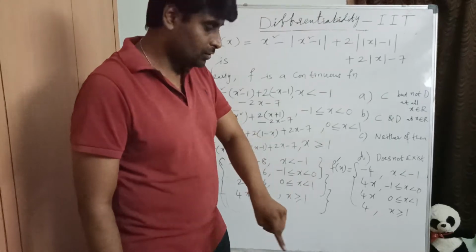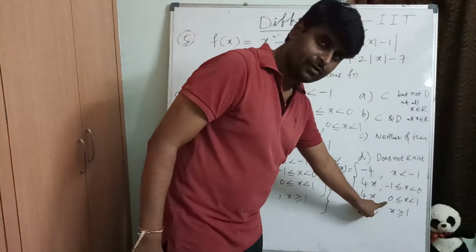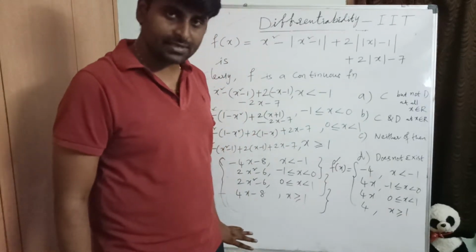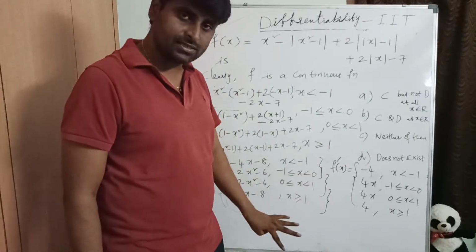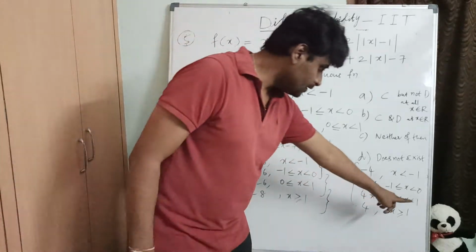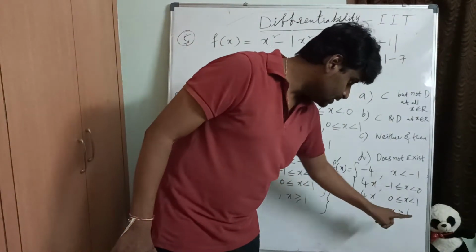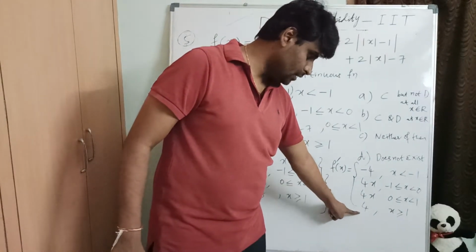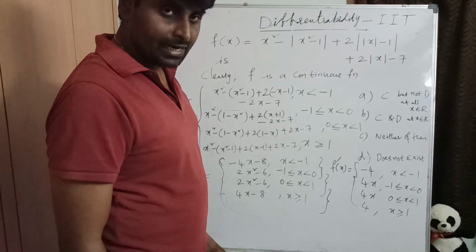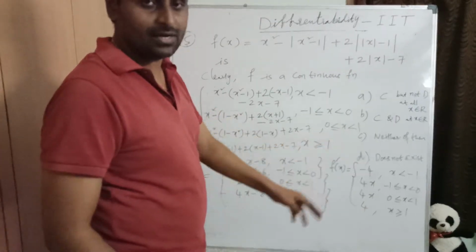Similarly, at x equal to 0, 0 below, 0 above. So here also put 0, 0. At 0 also it is differentiable. LHD equal to RHD. Now finally, lastly, we are going to check at x equal to 1. 1 below, 1 above. So here put 1, 4. Here already 4. So that means f of x is continuous for all x belongs to R.